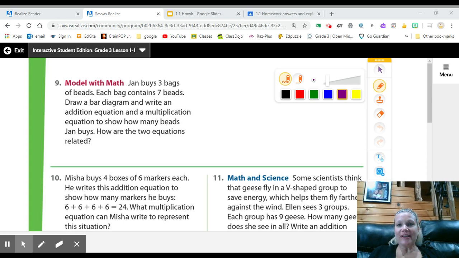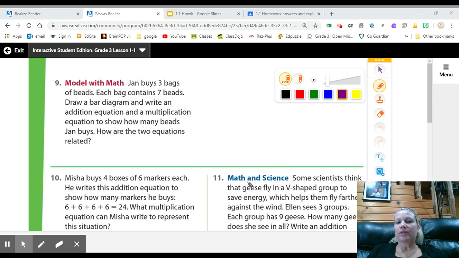All right, for number 9, I hope that you really start to pay attention to how we are going to be solving word problems from here on out. There are a couple things that we always want to do whenever we solve a word problem. For instance, the first thing we want to do is underline the question.